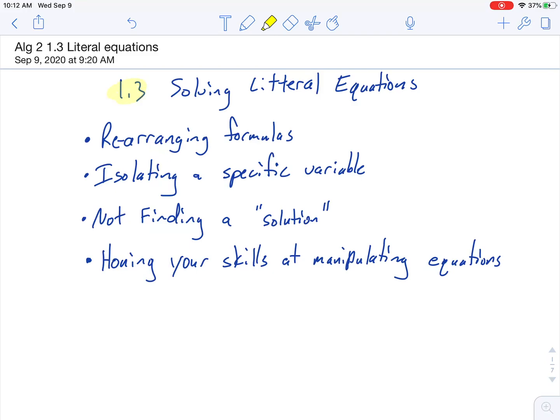It's also in the 1.3. I'm going to probably stop talking about that because by now you should know those numbers are irrelevant to you. It's more organizational for me.